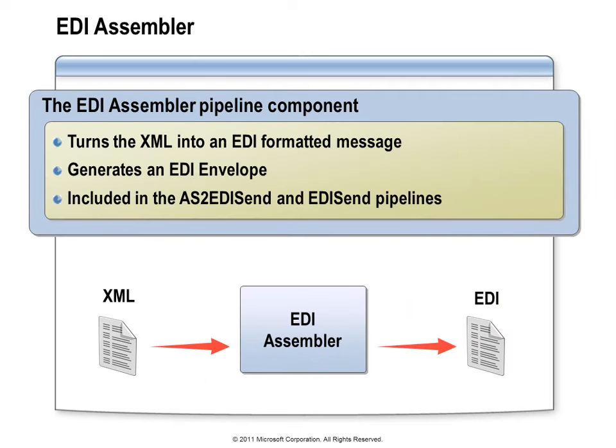The EDI assembler is the key component in those pipelines that's going to process the messages. It's going to take the XML and generate that EDI document, be responsible for any envelope creation that needs to happen. Now, that EDI assembler component is included in the AS2 EDI send pipeline and the EDI send pipelines that are included with BizTalk Server. But you can also put it into your own custom pipelines as well.